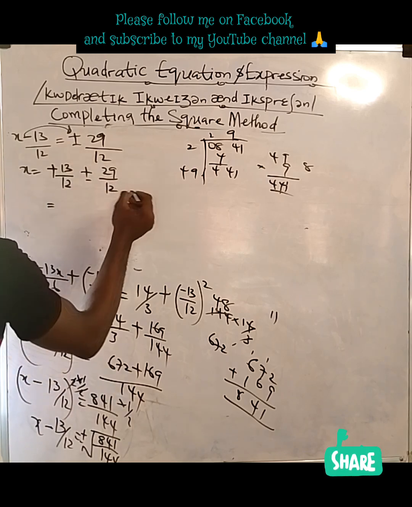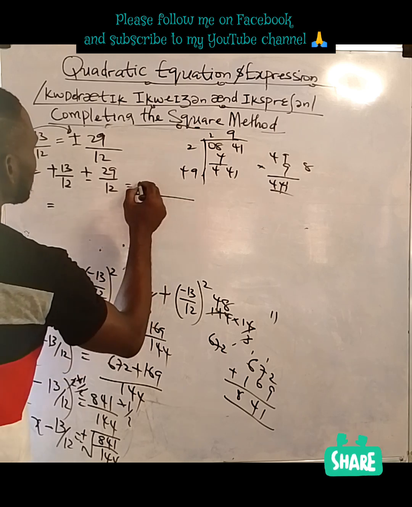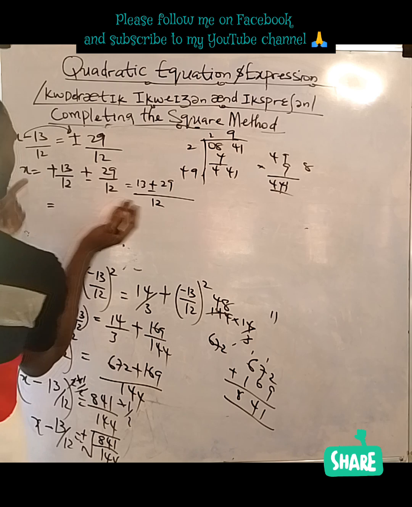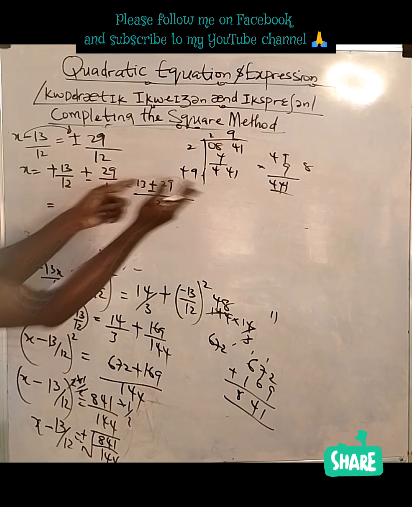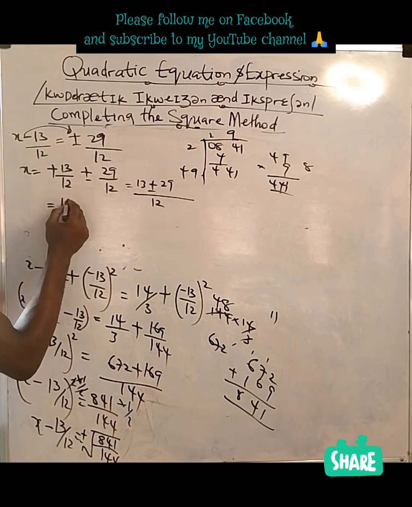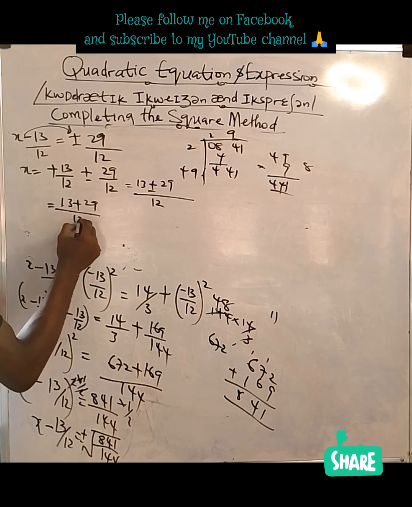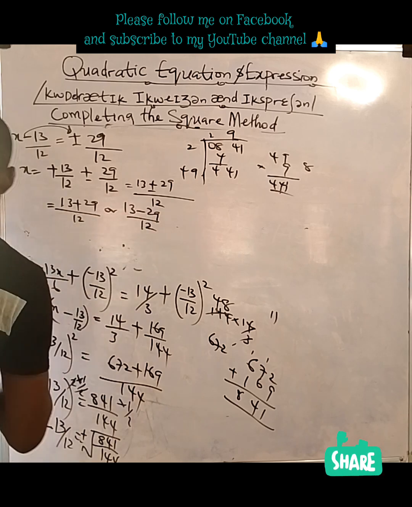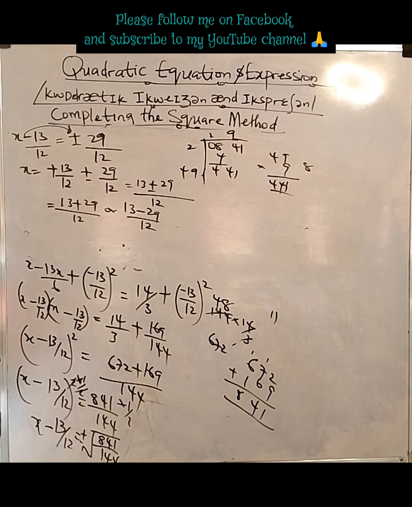So what do we have? 13 plus or minus 29 over 12. Just bring these two together and we have it here. This stays here. So what do we have? 13 plus 29 over 12, or 13 minus 29 over 12. We're virtually home.